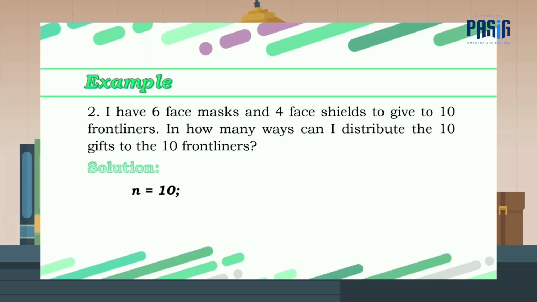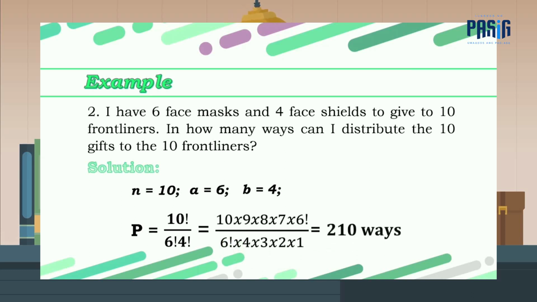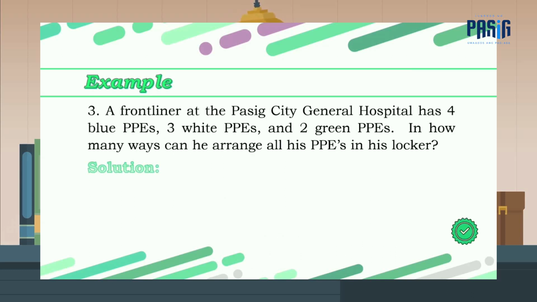N is equal to 10. A is equal to 6, which is for the face mask. And B is equal to 4, which is for the face shields. So we have P is equal to 10 factorial divided by 6 factorial times 4 factorial, which is equivalent to 210 ways. I hope that you understand the number 2 problem.